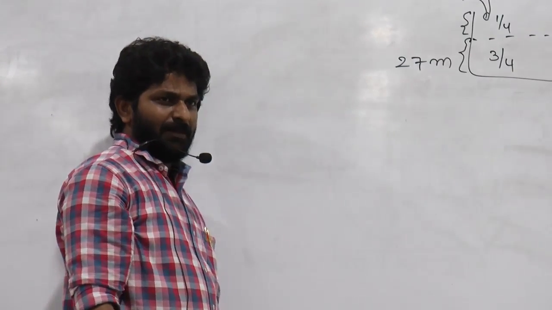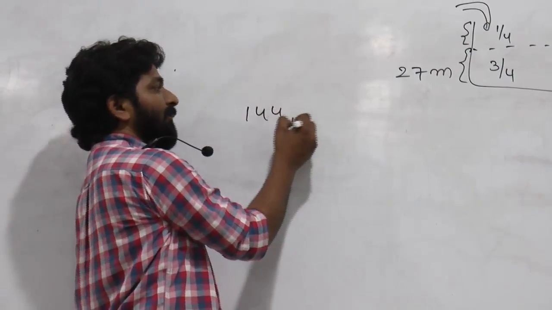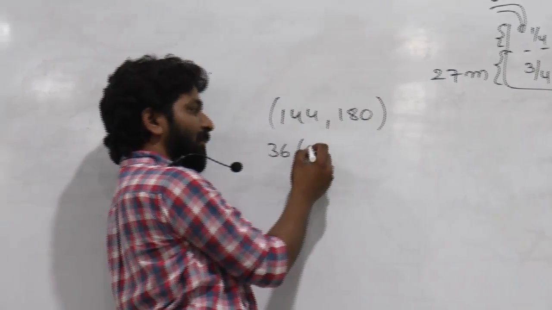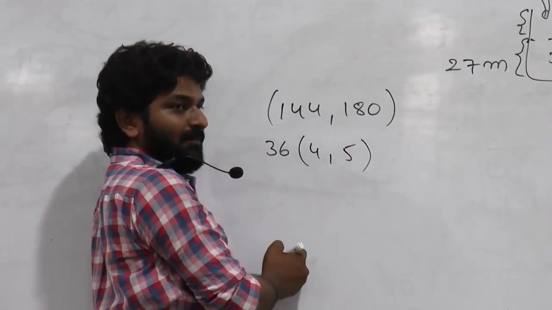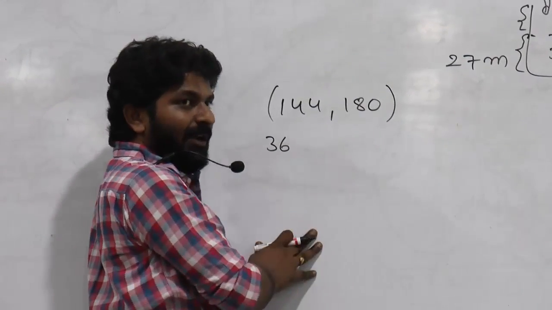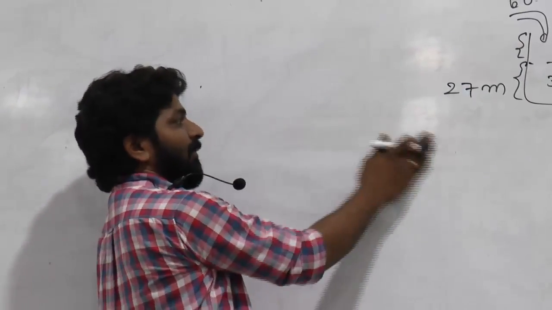Both are 36 multiples. LCM for 144 and 180. Take 36 common. This is 4 times and this is 5 times. 4 5s 20. LCM is 36 into 20, which is 720.